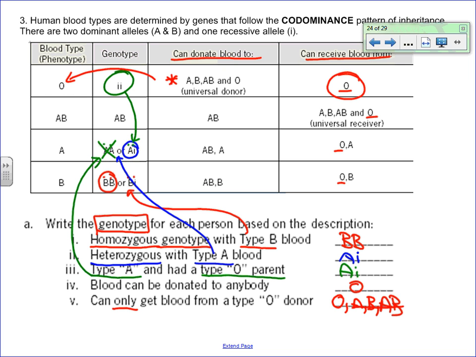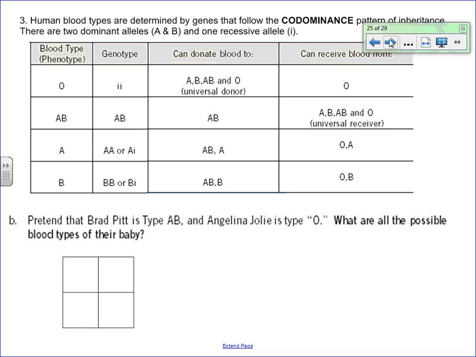Meaning that if you are type O, you can only get blood from another type O. Okay. All right.